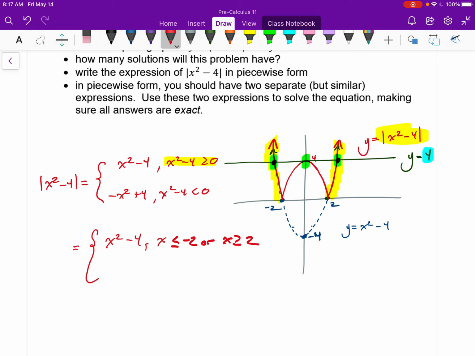And so the other piece, negative x squared plus 4, I can just tell from looking at the graph, that's when x squared minus 4 is less than 0, which I can see is this region right here. So between -2 and 2.